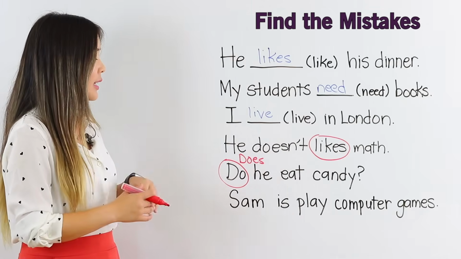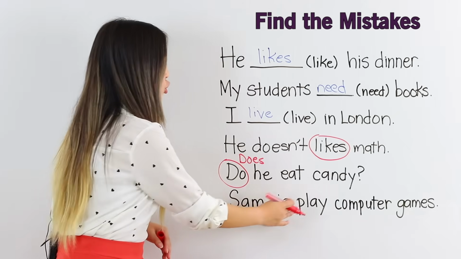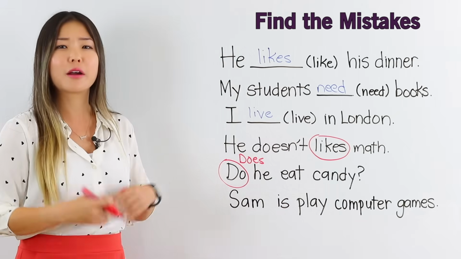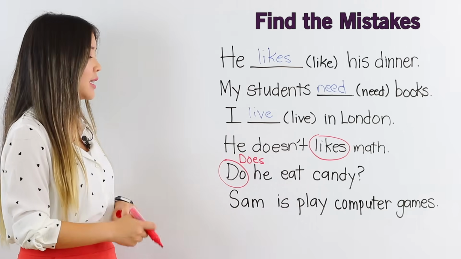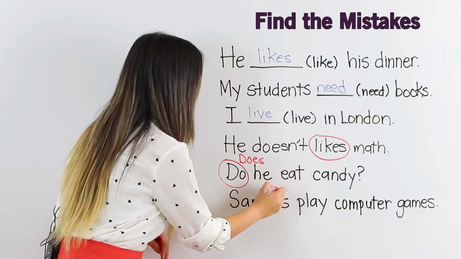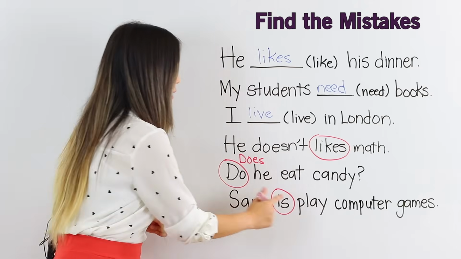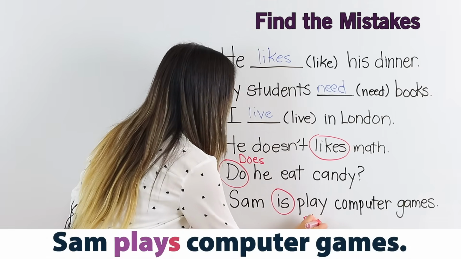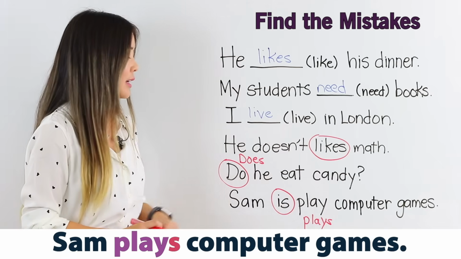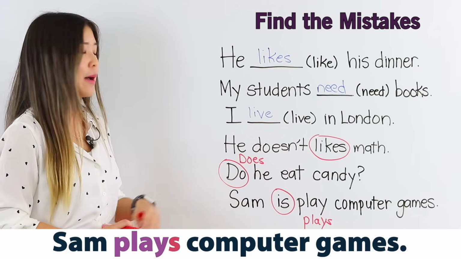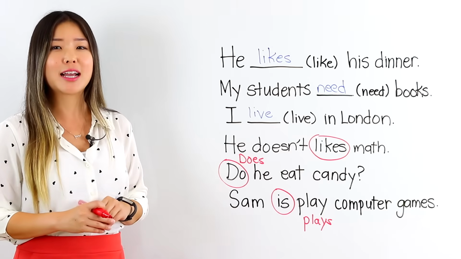And finally, Sam is play computer games. There are two present simple verbs here, and we can't have that. So the correct way to fix this sentence is to get rid of the is, so take that out, and say Sam plays computer games. Add an S because the subject is Sam, which is a he. Great job! Let's move on to the next practice.